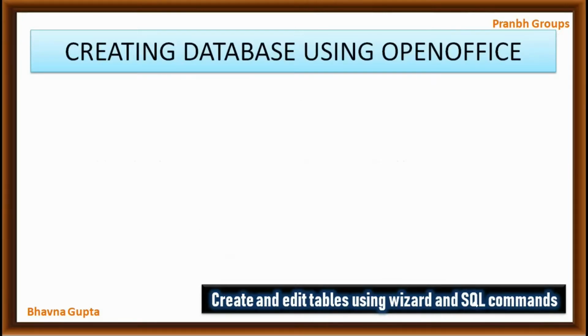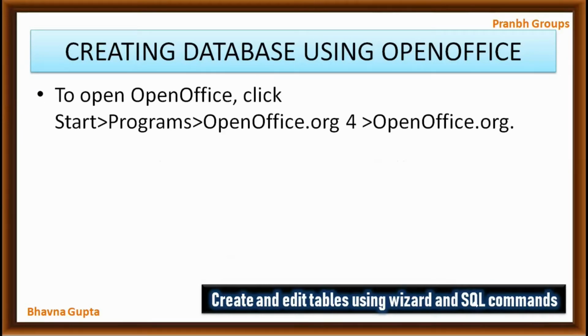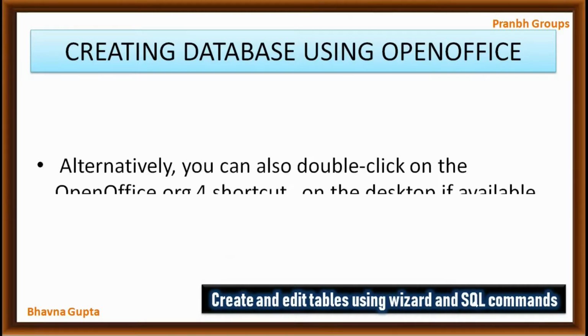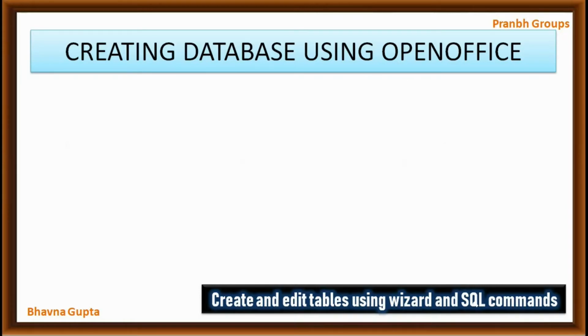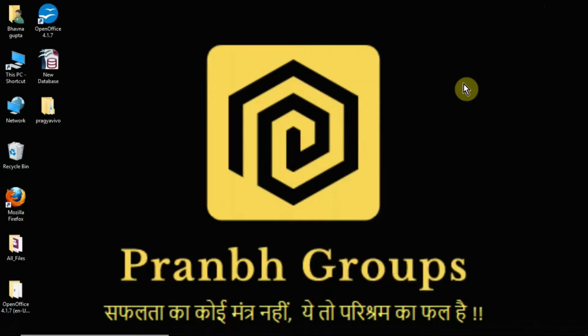Next topic, creating a database using OpenOffice. The first way to open OpenOffice: click the start button, programs, openoffice.org 4 and then click openoffice.org. Alternatively, you can also double click on the openoffice.org 4 shortcut on the desktop if available. Let's do the practical and create a database.